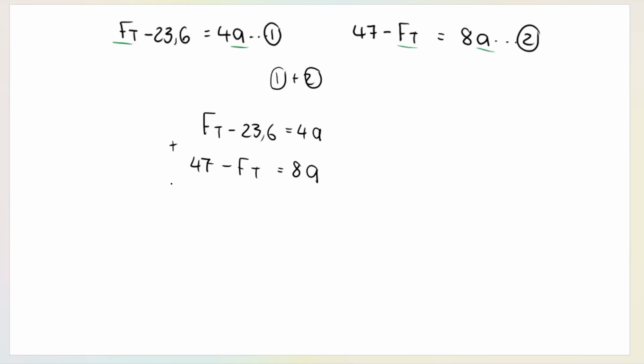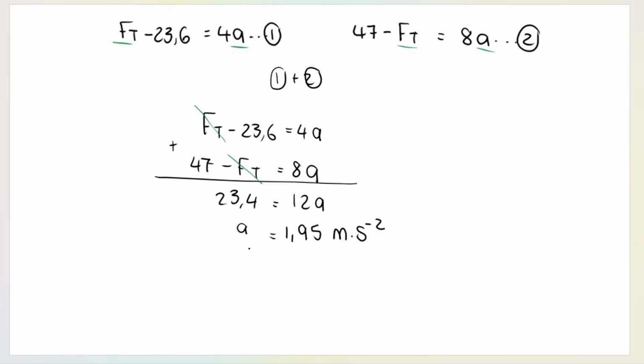Remember, when we add them together, 4a plus 8a is 12a. Then be careful because we've got positive tension plus minus tension. Those cancel. And then we've got negative 23.6 plus 47, and we've got 23.4. If I solve for that, I am going to get a value for acceleration. I get 1.95 meters per second squared, which is fine. It's just that I don't want acceleration, I want tension.